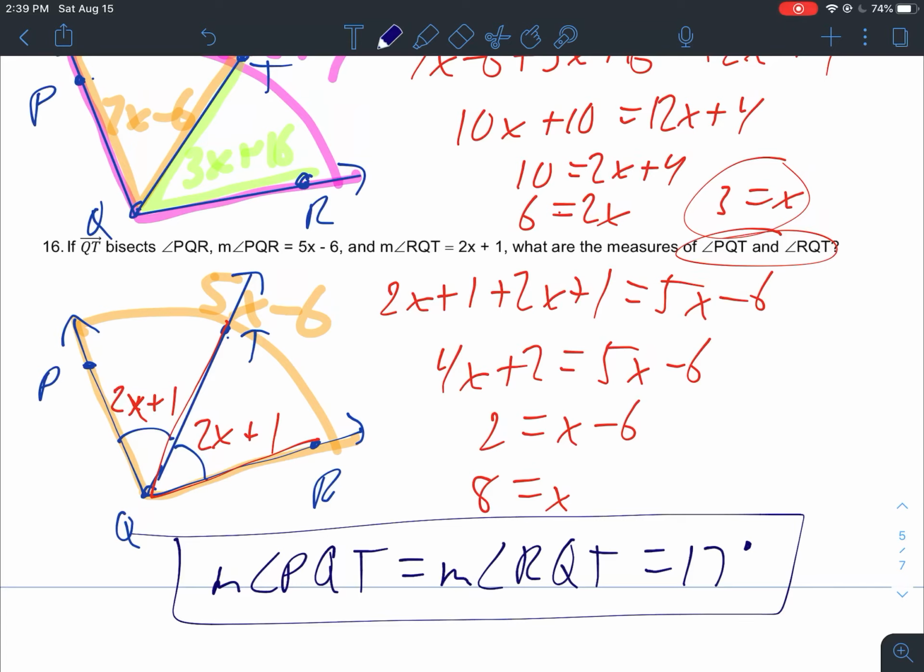And that is the end of section 1.4. Next, section 1.5 is our last section of the chapter. I would encourage you to go ahead and try the 1.4 homework at this point.